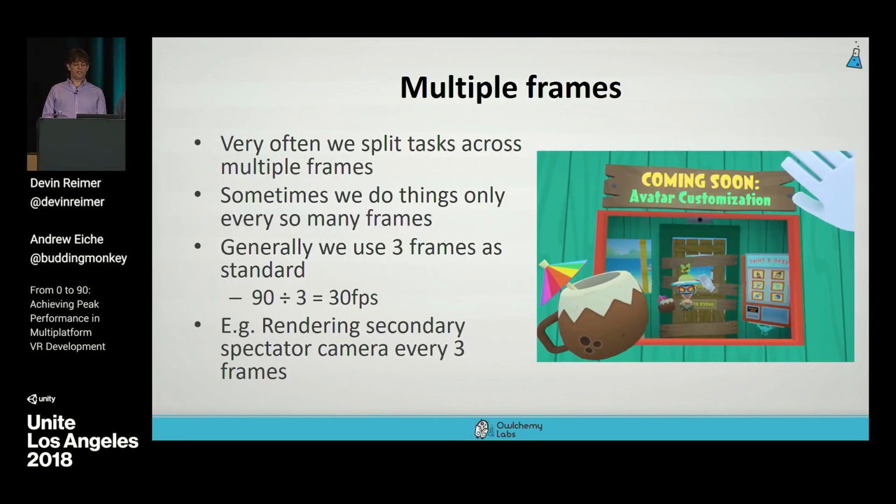Another technique we use is multiple frames. We split long-running tasks across multiple frames, and that happens very often. Sometimes we also only do things every few frames, and then we can take the tasks that are running every few frames and offset them from each other. Generally, we use 3 frames as a standard, so 90 divided by 3 is 30 FPS. If you're okay with something running at 30 FPS, like this secondary camera on this mirror, then you can just have it execute there, and that'll get you some performance wins.